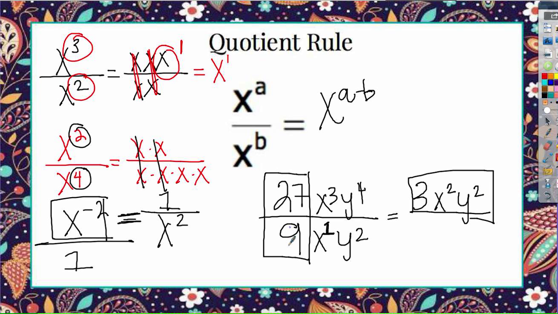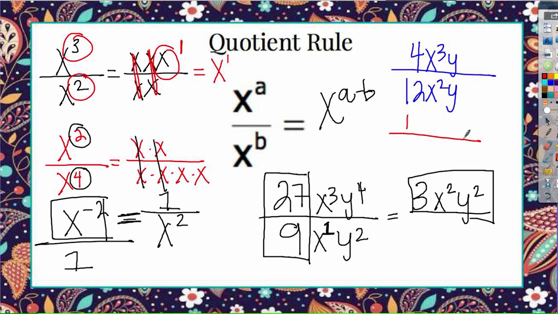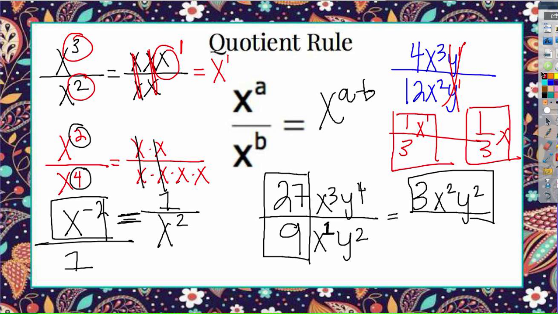Sometimes you can't divide out the numbers, they'll only reduce. So for example, if I have something like 4x cubed y over 12x squared y, 4 over 12 doesn't become 3, it becomes 1/3. X cubed over x squared will leave me just x to the first, and honestly this y to the first over y to the first ends up canceling each other out, and so there's no y in the final answer. Our answer would just be 1/3 x. That would be the final answer if I reduced it all the way.